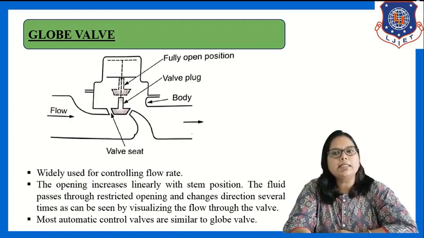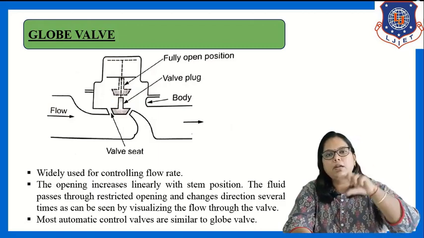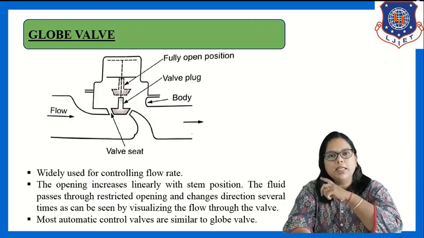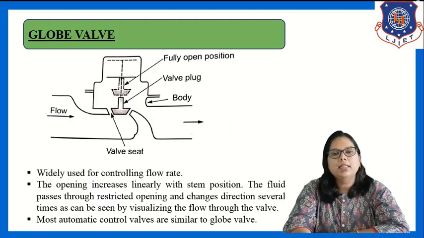So the opening increases linearly with the stem position and the fluid passes through the restricted opening, changing the direction several times. This is how we can visualize the flow through the valve. You can see in the figure, as the valve plug position is changing, the flow rate is changing. Right? And the direction of the flow is also changing, which is not possible in case of gate valve.